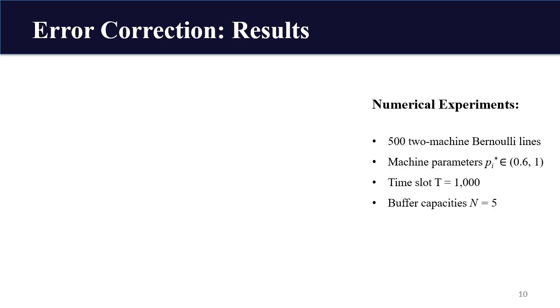Finally, repeat step 2 for every block. To evaluate the performance of our algorithm under the noise model, 502 two-machine Bernoulli lines are simulated with machine efficiency P1 and P2 randomly selected from this range. Time slot T equals 1000. Buffer capacity N equals 5. For each line, we can use the functions in the previous slides to calculate the true performance metrics PRT and WIPT of the system and calculate the relative errors estimated by the measured data before and after the algorithm is applied.